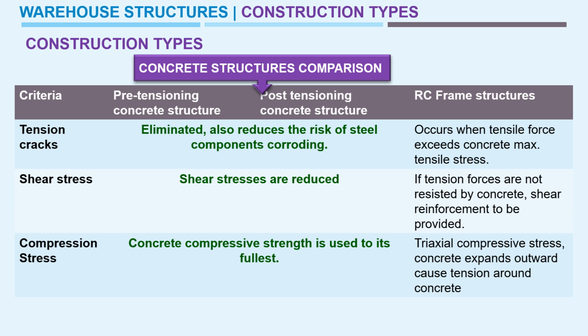So next criteria is shear stress. Shear stresses are reduced in pre-stressed concrete, that is pre-tensioning and post-tensioning concrete structures. And if the tension forces are not resisted by concrete in the case of RC frame structures, then shear reinforcement is to be provided. Third category is compression stress. The concrete compressive strength is used to its fullest in pre-stressed, that is pre-tensioning and post-tensioning, concrete structures. But in RC frame structures, under triaxial compressive stress, concrete expands outward, causing tension around the concrete.